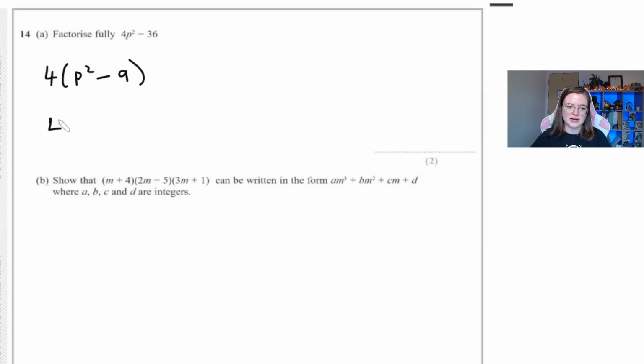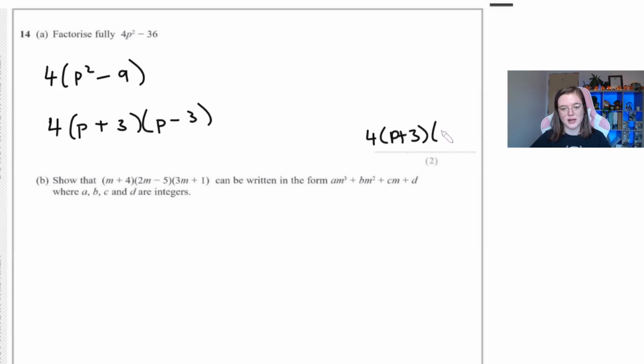The way we factorise those is always double brackets, and in the first one you put whatever this is square rooted, so you get p and p. Same thing for this over here, square root that, you get 3 and 3. Technically the square root of that gives both plus 3 and minus 3. So that is your final answer, 4 lots of (p plus 3)(p minus 3), and there we are.